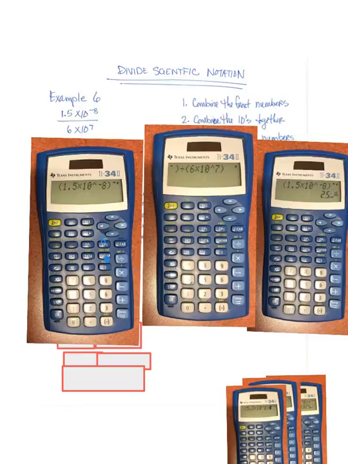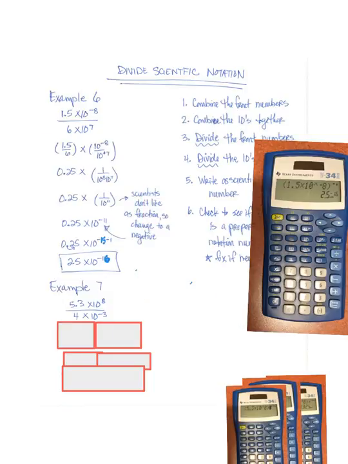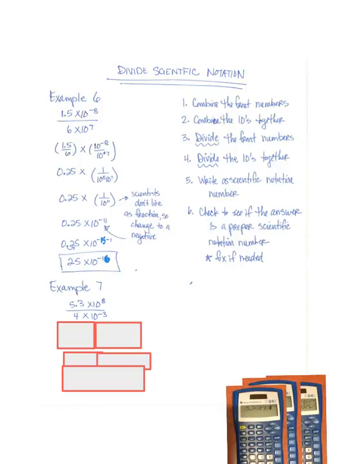Let's look at our last example. We have 5.8 times 10 to the 8th divided by 4 times 10 to the negative 3. Again, we combine our front numbers, 5.3 divided by 4, and combine our 10s, 10 to the 8th divided by 10 to the 3rd. Dividing 5.3 by 4, we get 1.325. Then we divide these exponents.